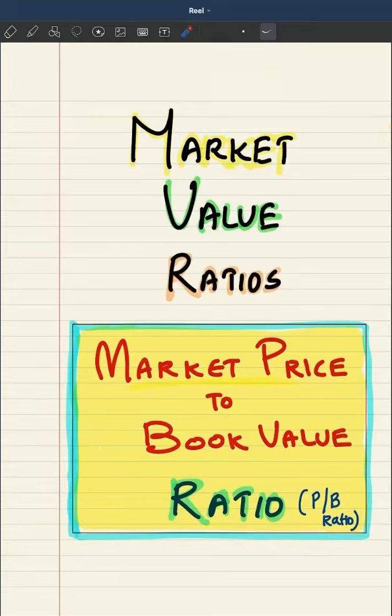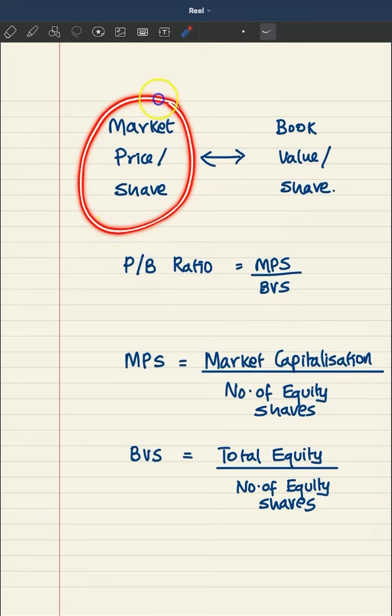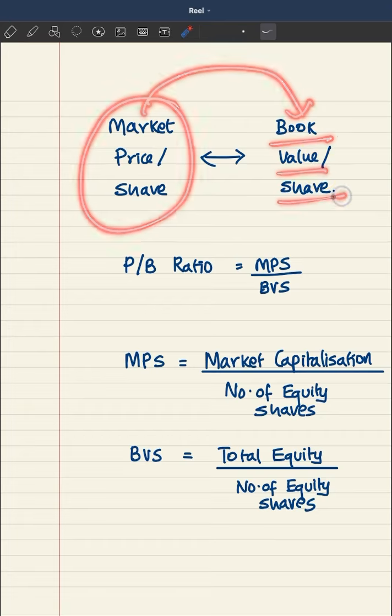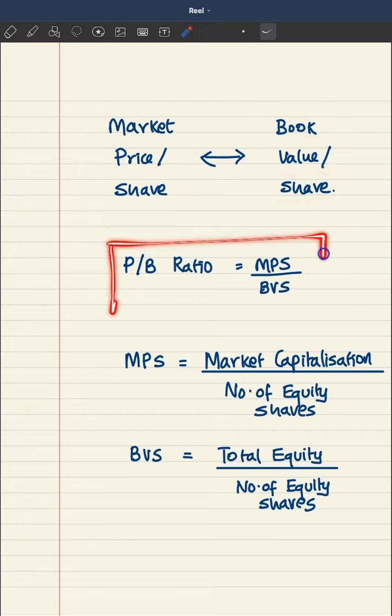Let's understand the market price to book value ratio. In short, we also call it the PB ratio. In this ratio, we will be comparing the market price of the share with the book value per share. So the formula is like this: market price per share in the numerator, book value per share in the denominator. Market price per share we generally know.